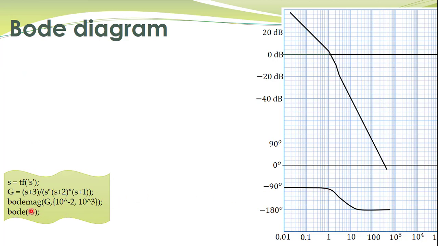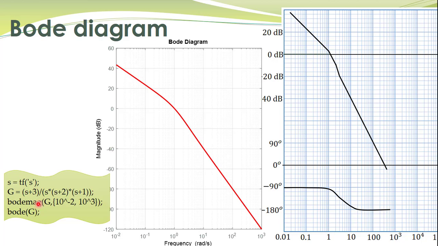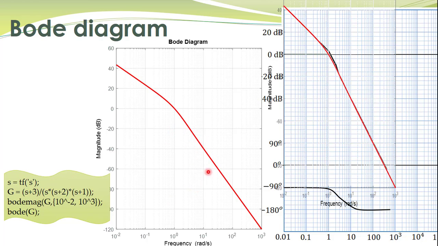You can also use MATLAB commands to obtain the Bode diagrams. This command, bode, will plot the magnitude frequency response and also the phase frequency response. This command, bodemag, will only plot the magnitude frequency response. So I have utilized MATLAB to sketch the Bode magnitude plot of this transfer function. That looks like this one. I have simply rescaled it and drawn it on the same graph.